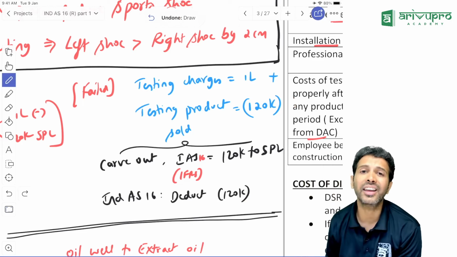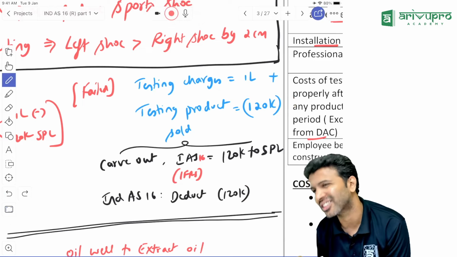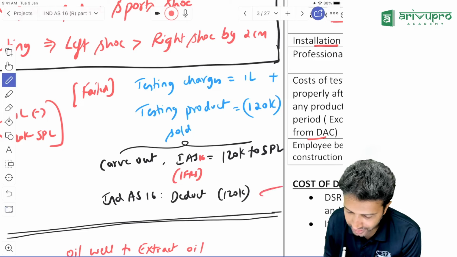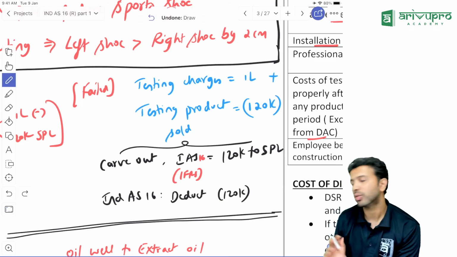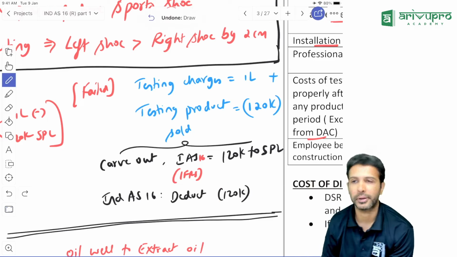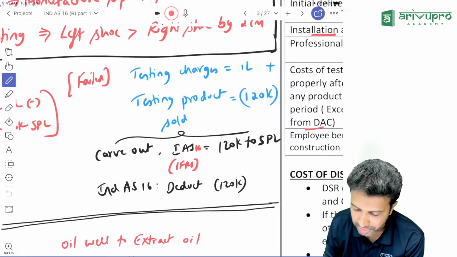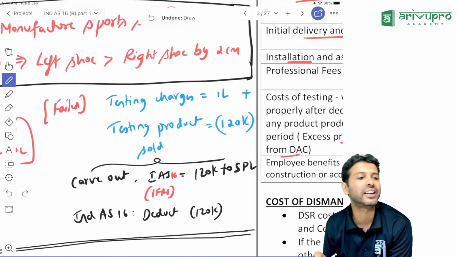And we are writing the IAS exam, IFRS exam or Ind AS exam. So which one will you follow for exams? 1,20,000 you will reduce it from the cost of PP. Okay, this we call it as... Now you tell me, sir, are these two treatments the same or are they different?